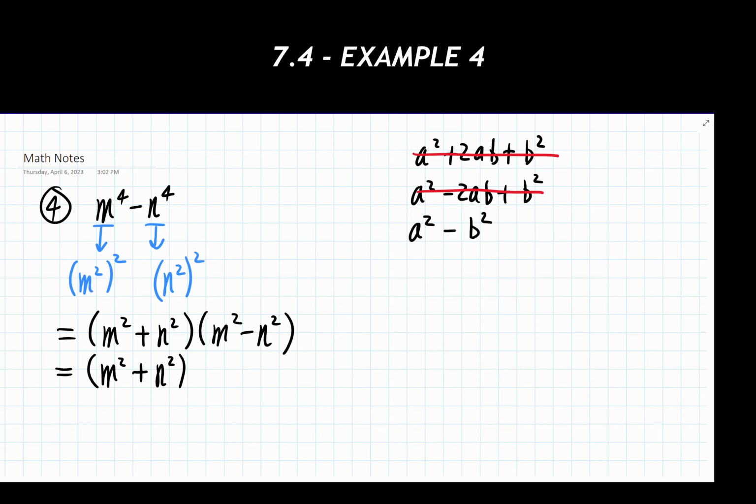The second parentheses, though, that is the difference of squares. And using what we did before, the first thing was the square root of m squared. That's just going to be m. So I can jump right to my factored answer. N squared, square root of that's just n. So I can fully factor the second part into m plus n and m minus n.